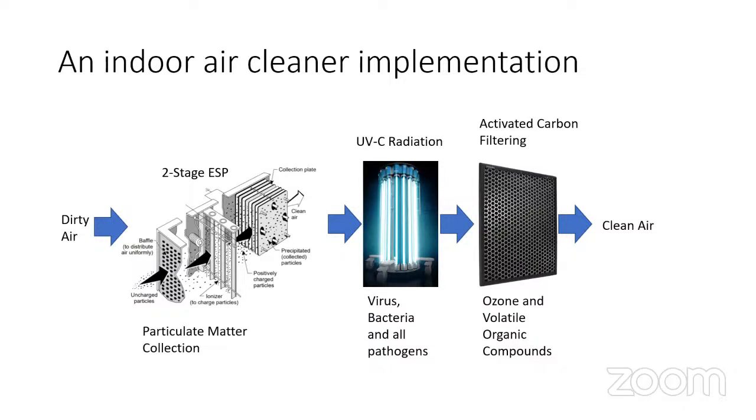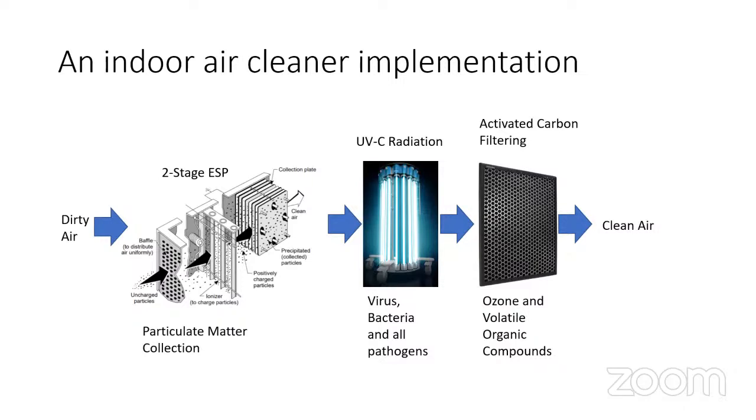Coming to an indoor air cleaner implementation, just a sample air cleaner implementation considering the various factors, we can have a two-stage ESP in the front of an air cleaner. It has a baffle plate as a pre-filter, and then the air passes through the ionization area and then to the collection plate. So this two-stage ESP would collect all the PM10, PM2.5 particles and some of the biological contaminants as well, depending on their size.